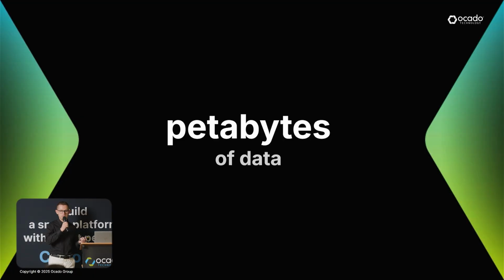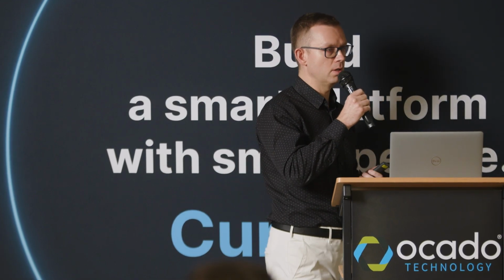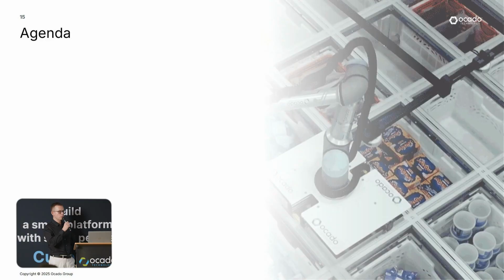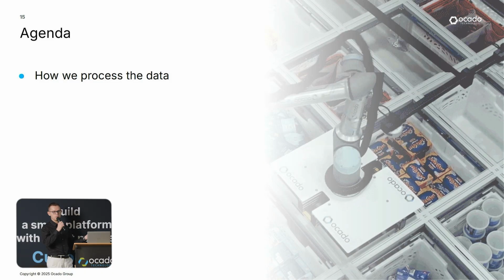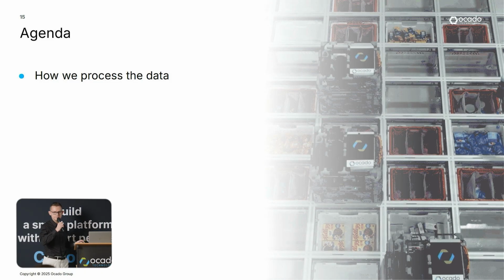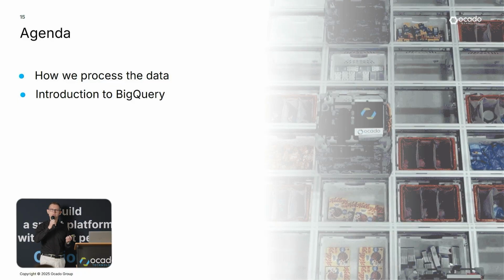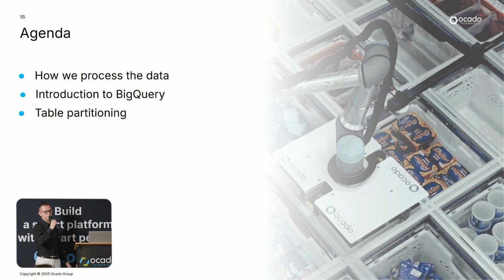As you can imagine, taking into consideration the scale of our business, we collect petabytes of data. That's why it's extremely important for us to properly structure the data and optimize it. So what we are going to talk about today: we'll start with a very quick overview of how we process data at Ocado. Then I will give a very short introduction to BigQuery, because this is our main tool. And we'll start the discussion about optimization.